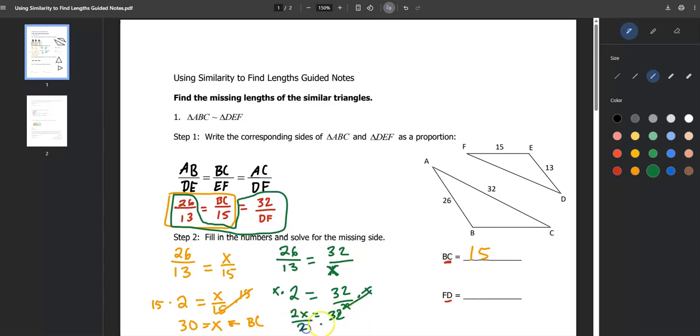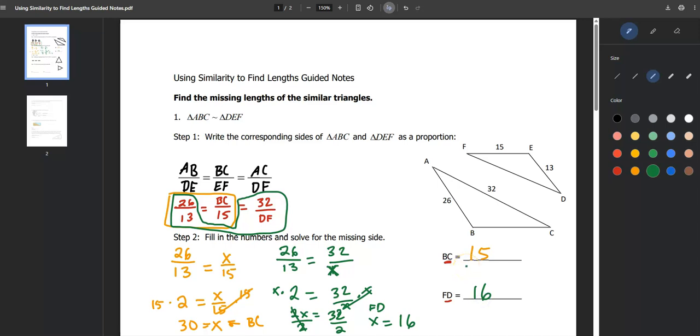And then I'm going to divide by 2 because it's timesing, and what I do to one side, I have to do to the other side. So I get X is equal to 16 in this case. And remember, X is just FD or DF, whichever way you want to put it. It doesn't really matter that way. So this would be 16 at that point in time.